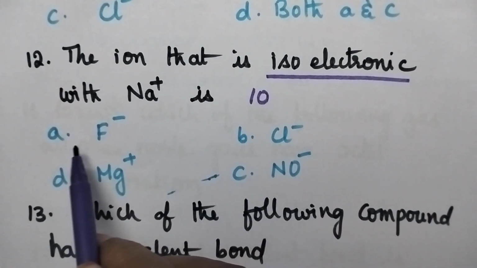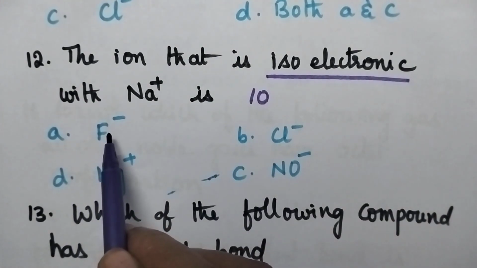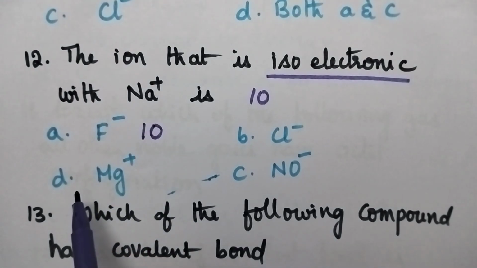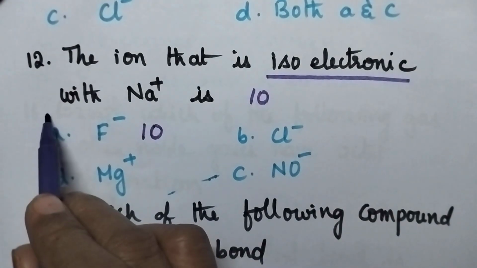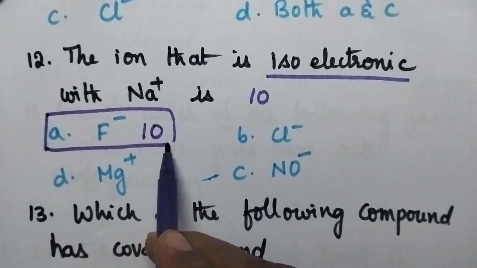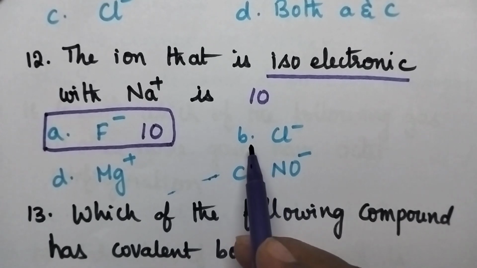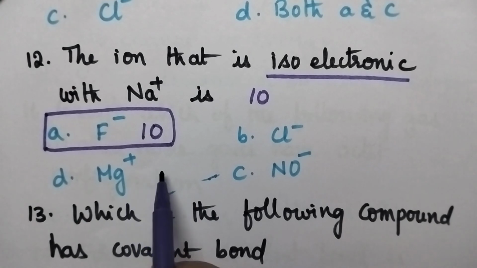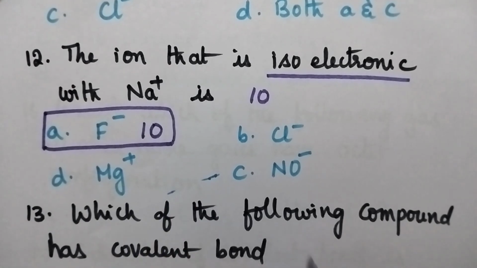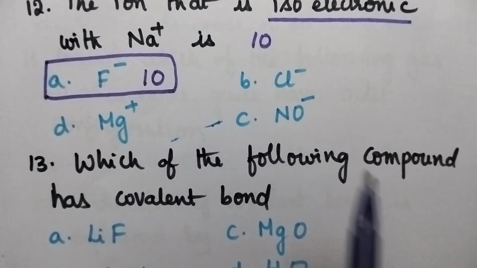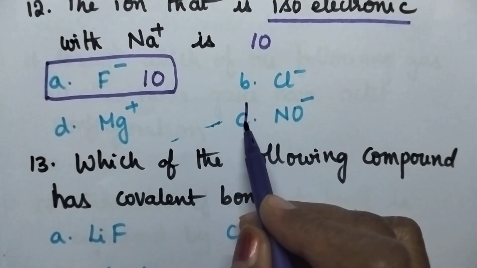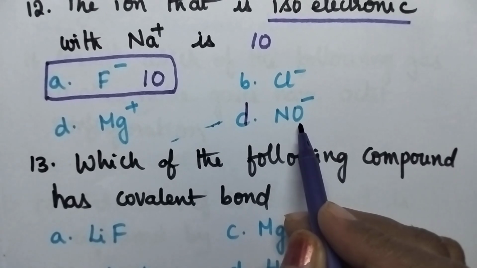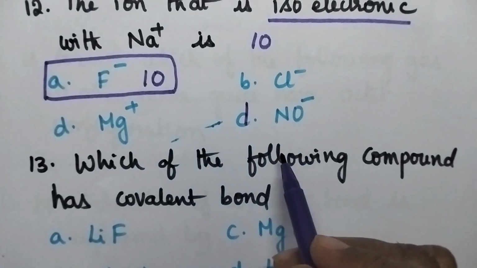So coming to option A, F minus, that is fluoride, also contains 10 electrons. So option A is the right answer. Coming to the remaining options, option B, Cl minus, contains 18 electrons, Mg plus contains 11 electrons. Coming to option D, NO minus means 7 plus 9, so it contains 16 electrons.